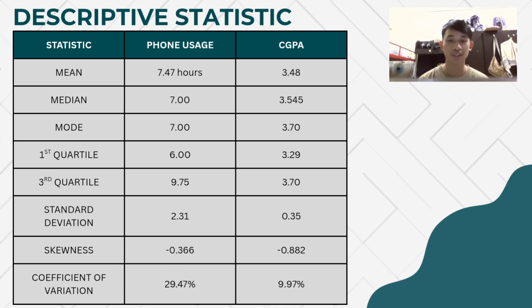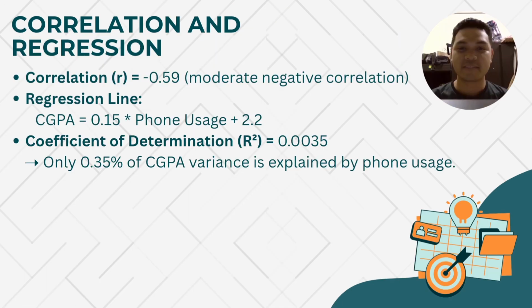The standard deviation tells us how spread out the data is: 2.31 for phone usage and 0.35 for CGPA. Skewness is negative for both, meaning the data is slightly skewed to the left. Lastly, the coefficient of variation shows that phone usage varies more than CGPA, with 29.47% compared to 9.97%. These stats help us understand the overall trend and spread in our data.